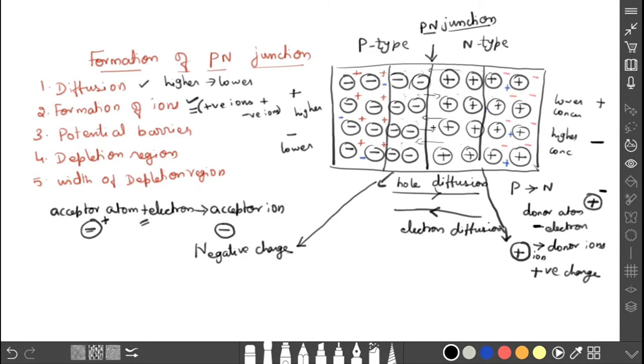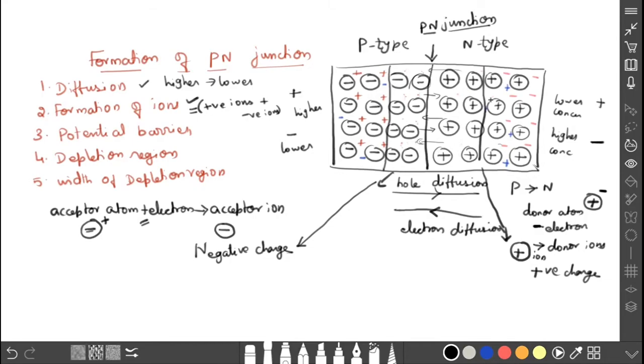So now what will happen if the ions are produced? Now see, this is negative charge. On this side negative charge, and if the electrons further try to come like this, the negative charge will repel the electron.